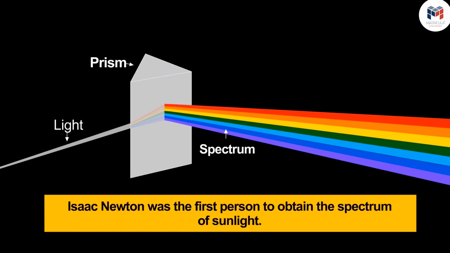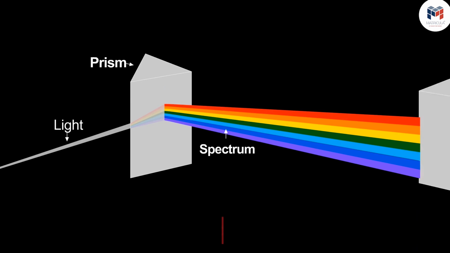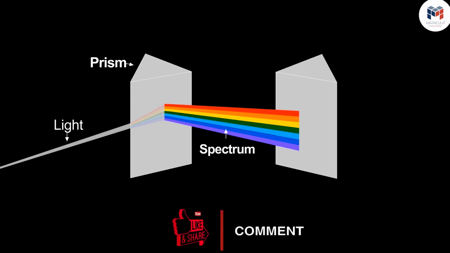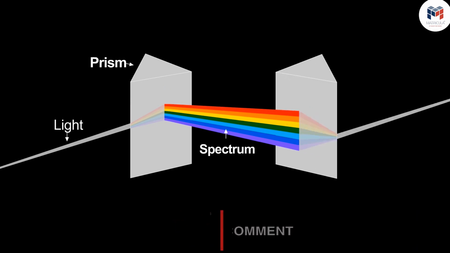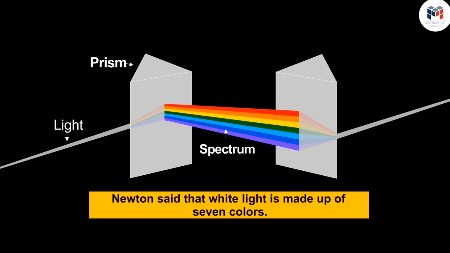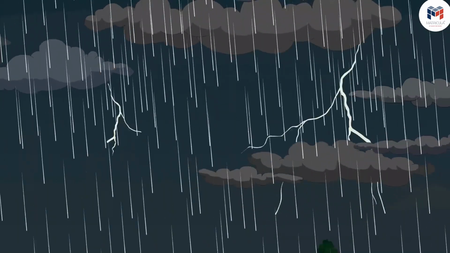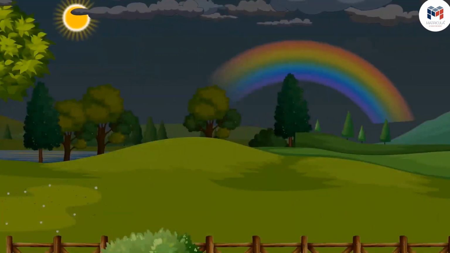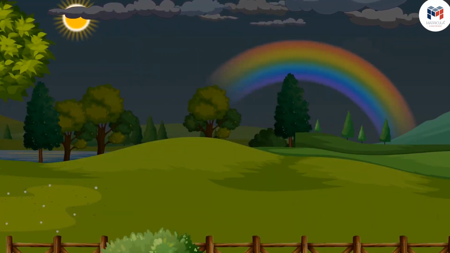Isaac Newton was the first person to obtain the spectrum of sunlight. He then used a second inverted prism to obtain a single beam of white light. Newton said that the white light is made up of 7 colors. So, is the reason for the formation of the rainbow also the dispersion of white light coming from the sun?